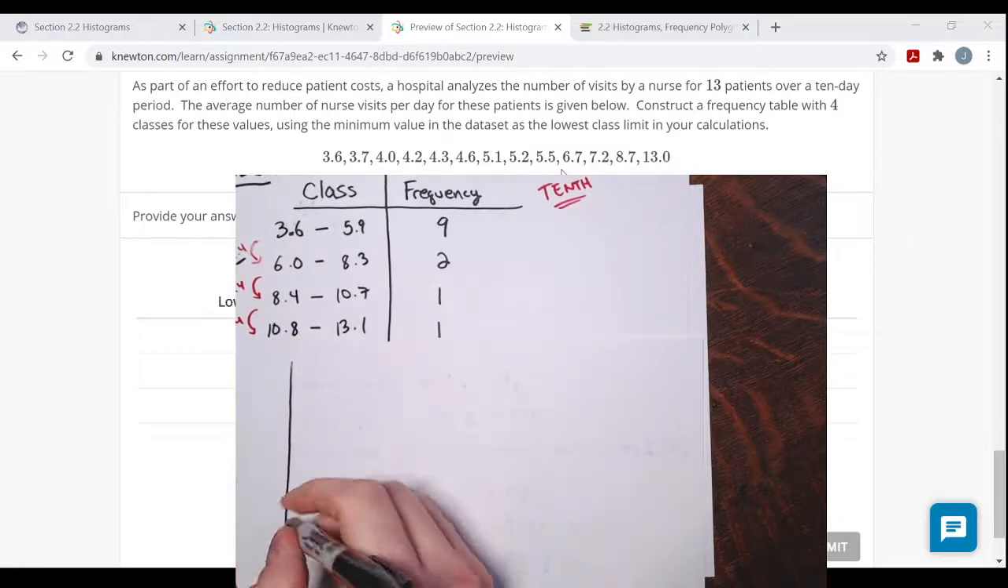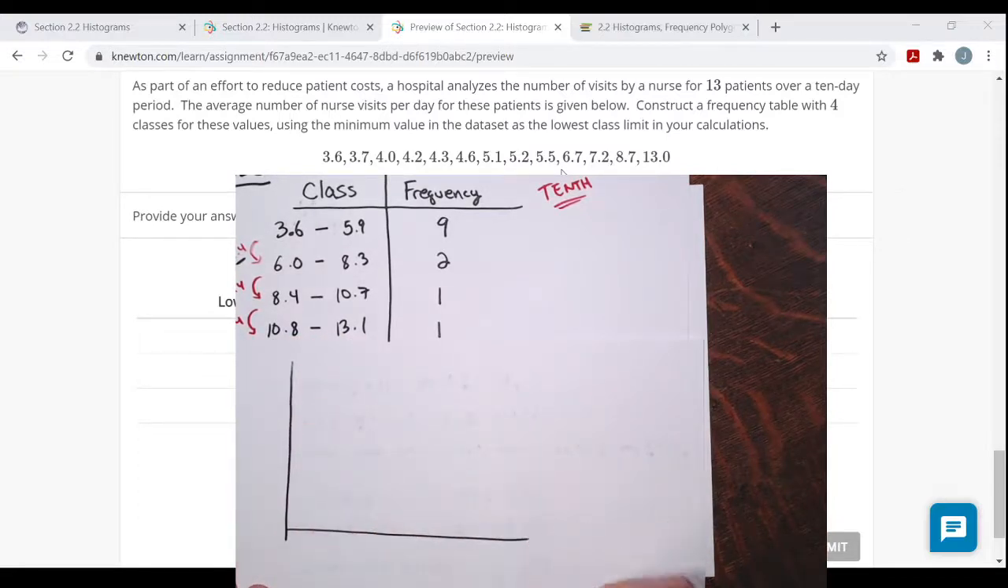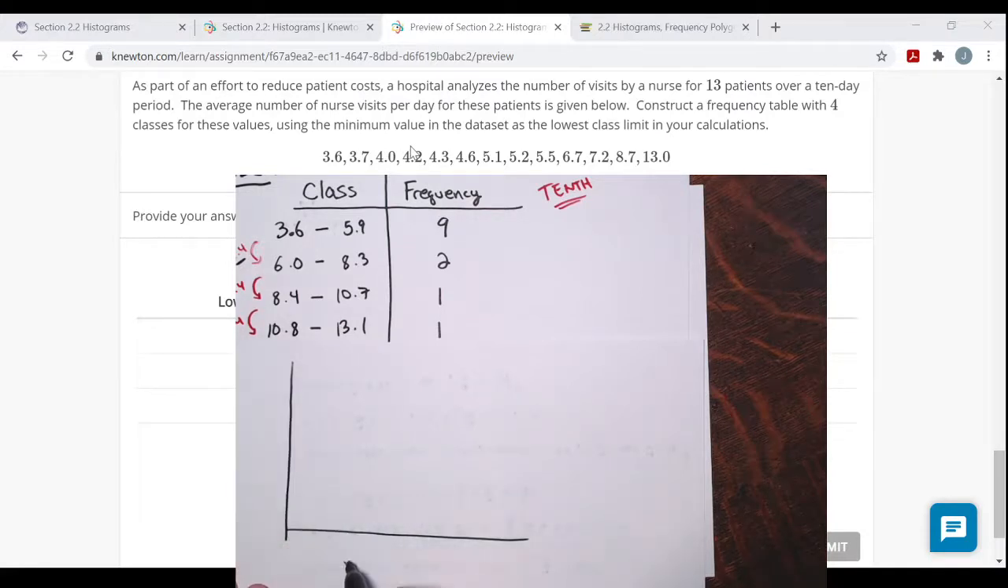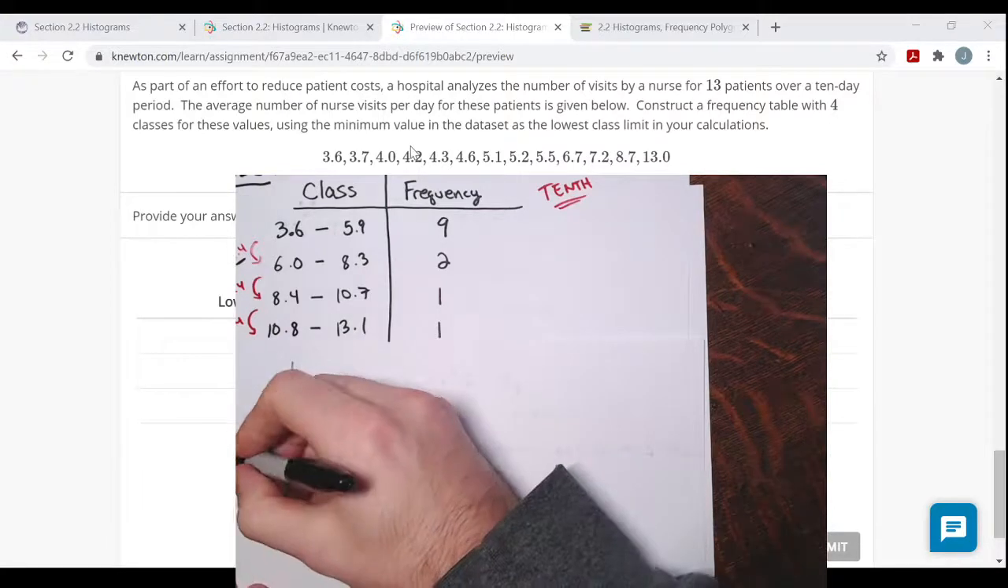I make a vertical axis and a horizontal axis. All these numbers of data were visits per day, the average number of visits per day. So the data is represented by the horizontal axis, visits per day, or average number of visits per day. And then the frequency goes up the vertical axis.